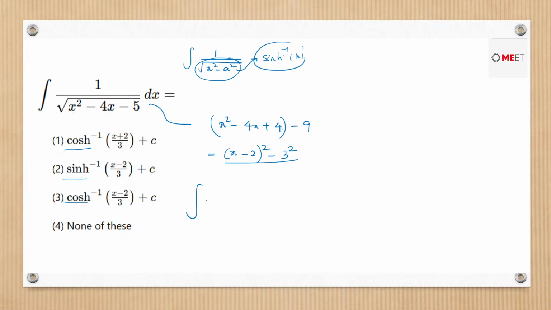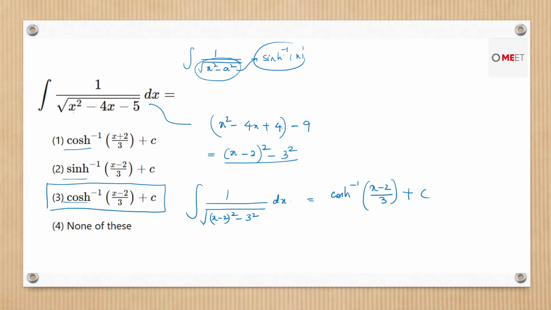So this is converted in the format of 1 by root over x minus 2 whole square minus 3 square into dx. So this is the result of cos inverse hyperbolic function. Cos hyperbolic inverse of x minus 2 by 3 plus c. That is option 3 is the answer. Now moving to next question.